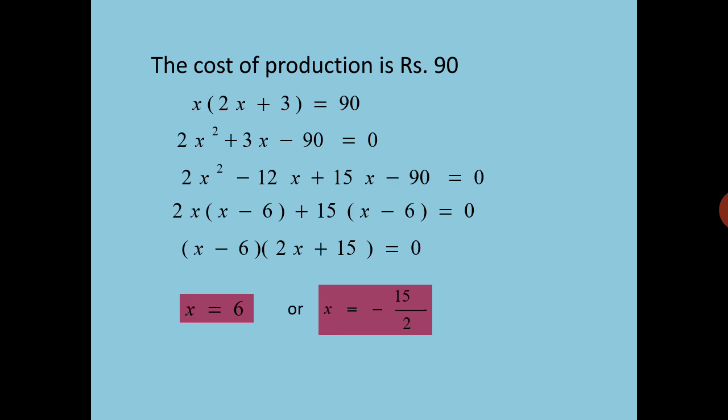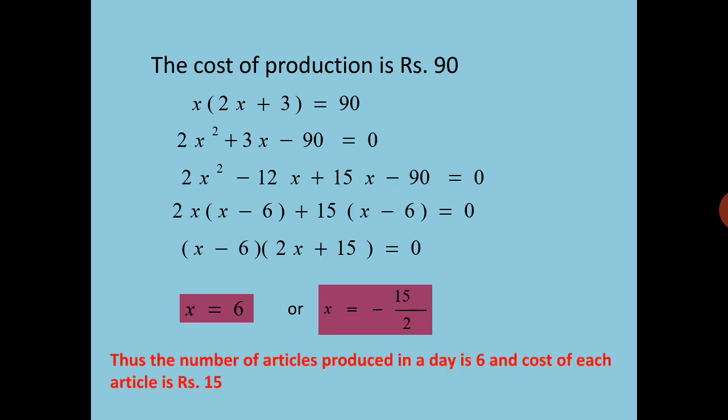Obviously, we are talking about number of articles and cost. It cannot be negative. So, we are going to consider x to be equal to 6 only, and our x was number of articles. So, the number of articles produced in a day was 6 and its cost was 2x plus 3. So, when you solve it, you get the cost of each article to be 15.